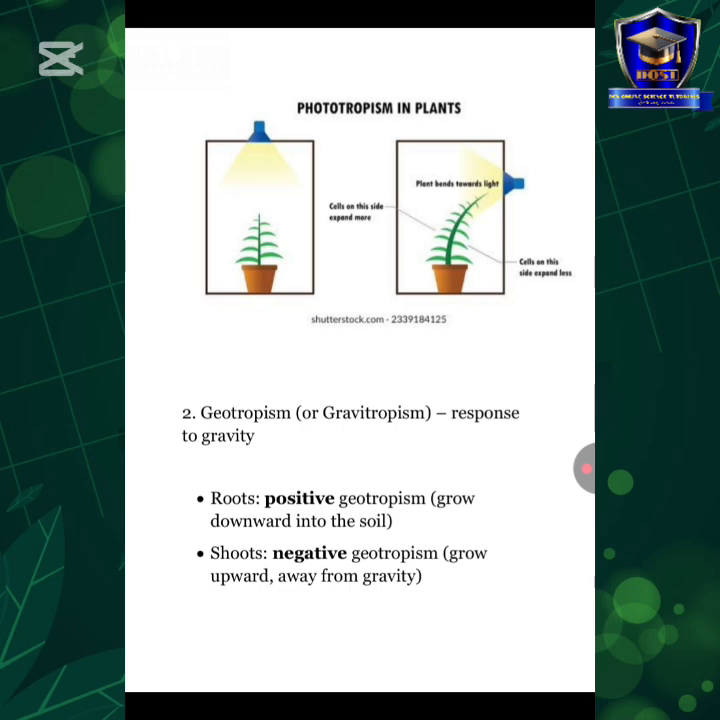So you can see the examples there. The roots of plants. Everybody knows that the roots of plants are always growing downward, and the direction of gravity is downward. So the roots of plants are always positively geotropic, or they always carry out positive geotropism. But the shoots of plants always grow upward. Meanwhile, gravity is going downward. So the shoots of plants are always negatively geotropic, or always carry out negative geotropism.